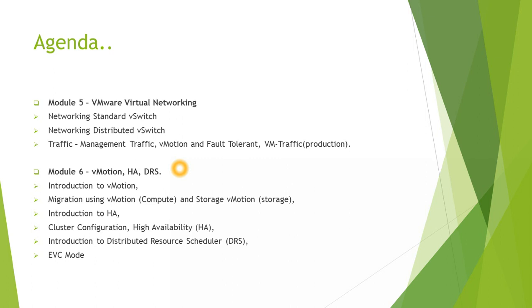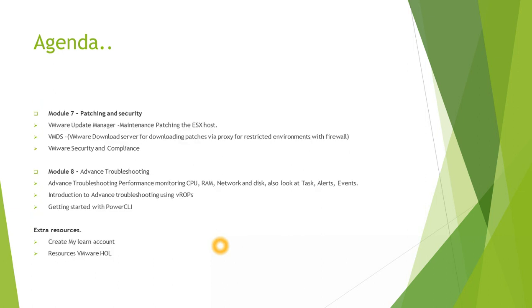We'll look into, as I said, the introduction of vMotion, and then using vMotion for compute and storage, and then the introduction of HA, then cluster configuration of HA, and then the introduction of Distributed Resource Scheduler, and then we'll look into EVC mode. At the same time, I'll compare it with the older version as well, so you get an idea of what it was before and what changes VMware has brought in for the new version.